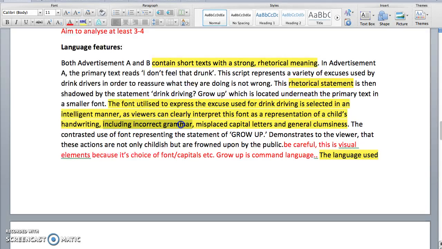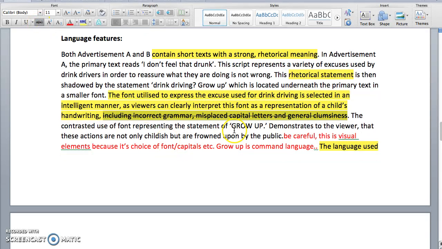I don't think it does use incorrect grammar and misplaced capital letters and general clumsiness. That's not actually right. And then this is contrasted with the capitalized, command language of the phrase "grow up." What kind of font is this? It's not a display font. Okay, so it's a contrasting font. It's not a babyish font.